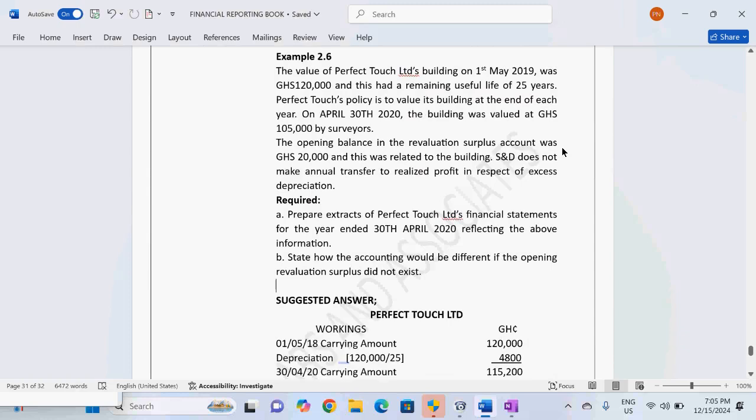Example. So let me take a screenshot of this example and share it as well. All right, so someone should read it for us.